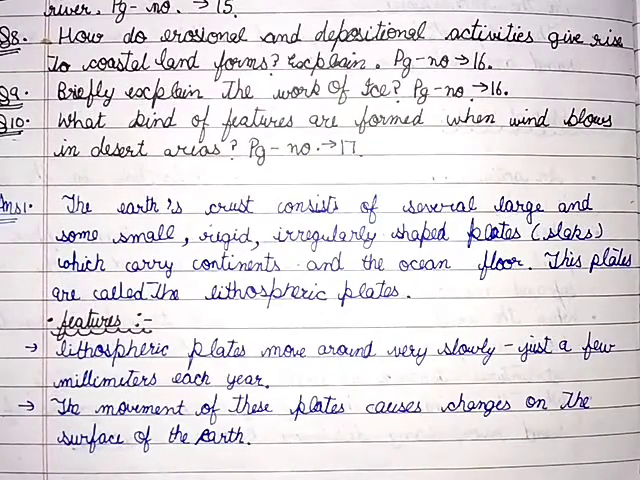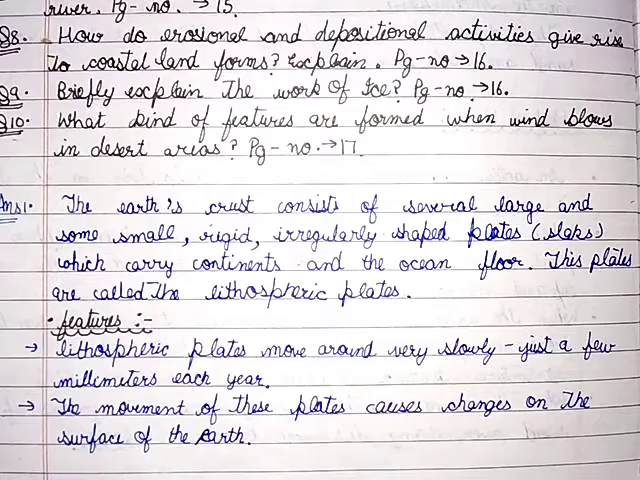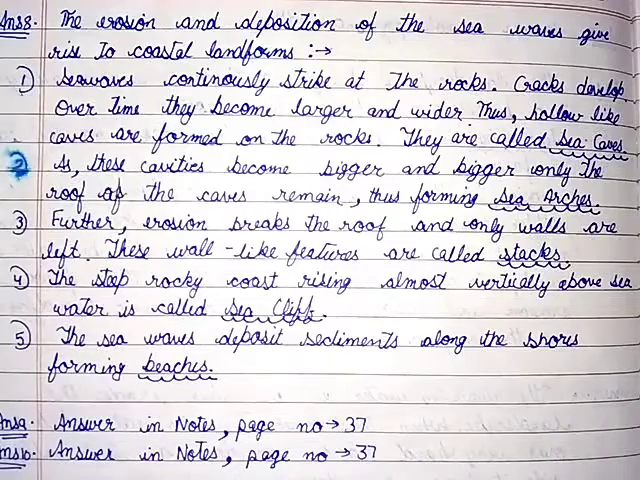Question number 8. How do erosional and depositional activities give rise to coastal landforms? Explain. The erosion and deposition of the sea waves give rise to coastal landforms. Sea waves continuously strike at the rocks. Cracks develop. Over time they become larger and wider. Thus, hollow-like caves are formed on the rocks. They are called sea caves.